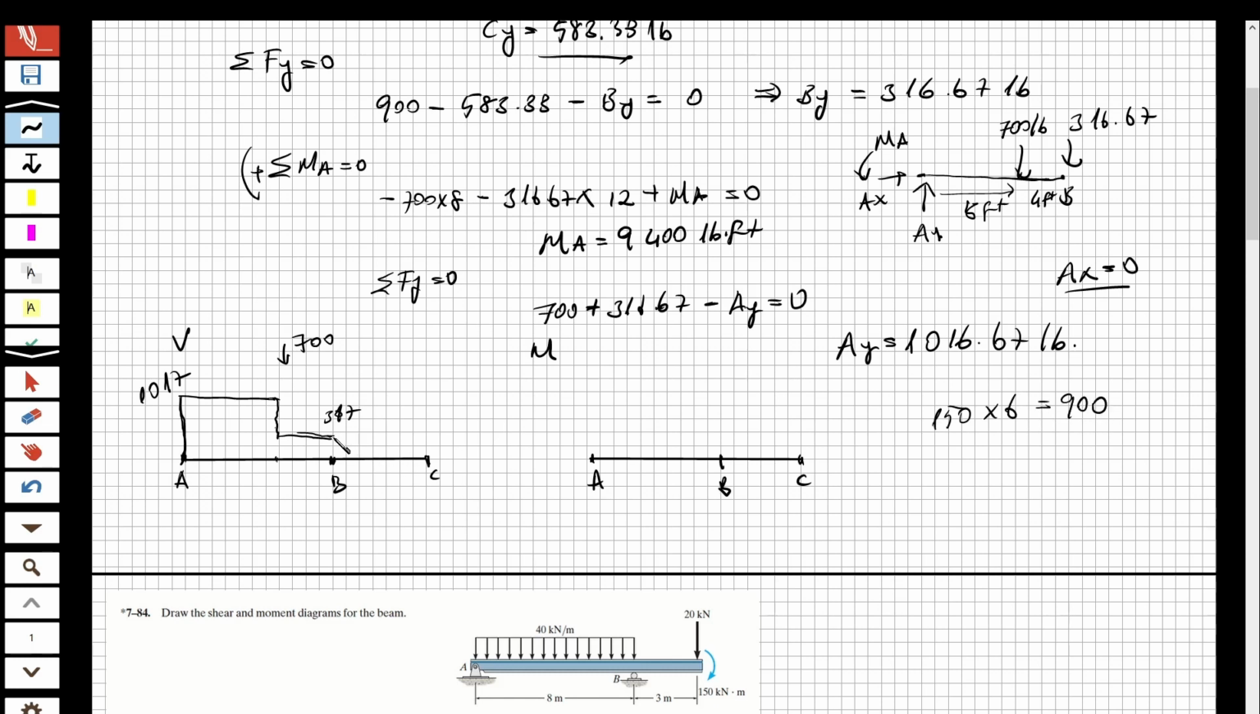So I'm going to decrease as 900, and I'm going to reach the point as 583. Sorry. And this is positive, and this is negative. Okay. So now I have a moment also. Let's draw the moment diagram.